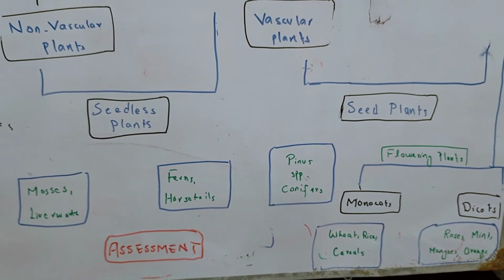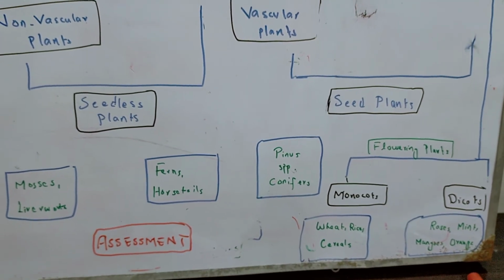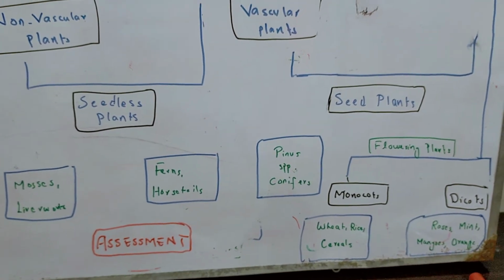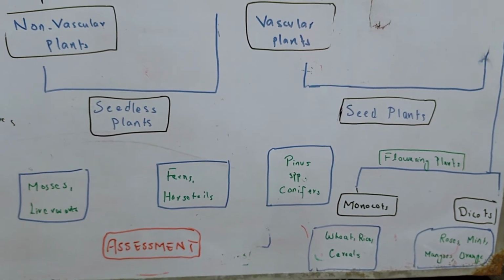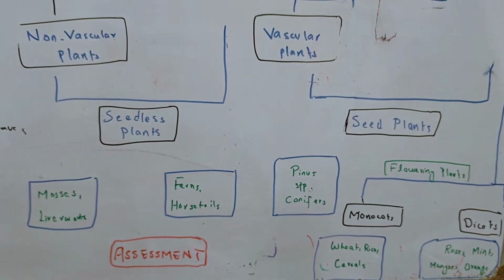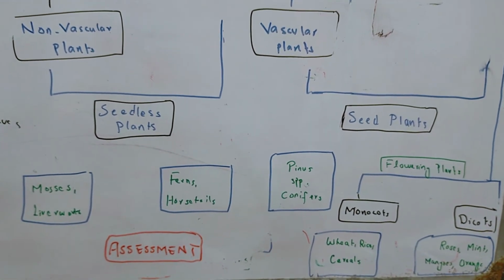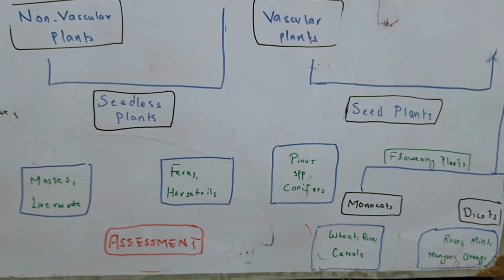Now, monocots are plants which have one cotyledon, while dicots have two cotyledons. Many plants like roses, mangoes, mint, orange, and the cereals which you eat, or the plants which you look around, including many ornamental plants, edible plants, or the plants which are part of your everyday life, they are dicots.